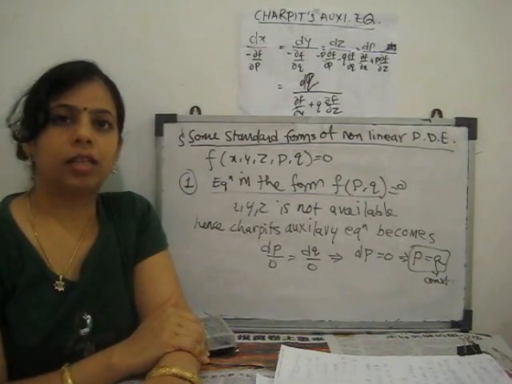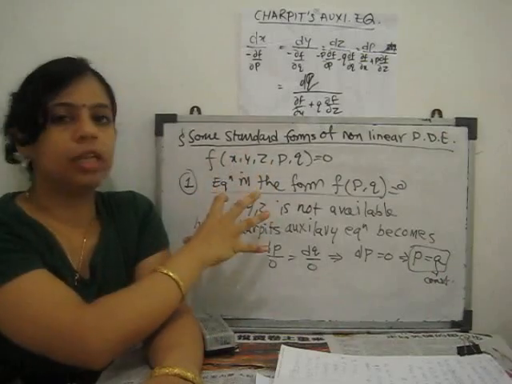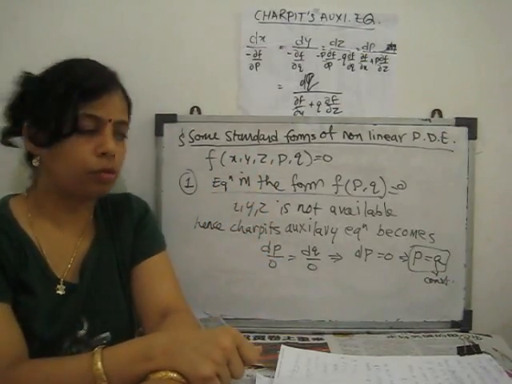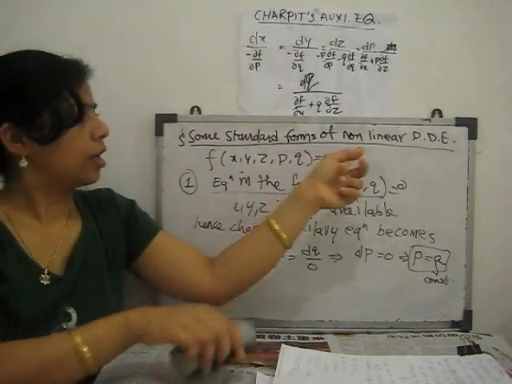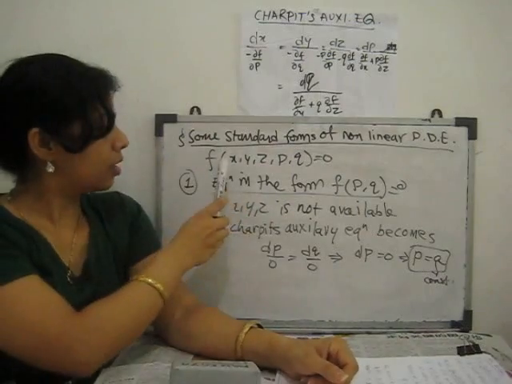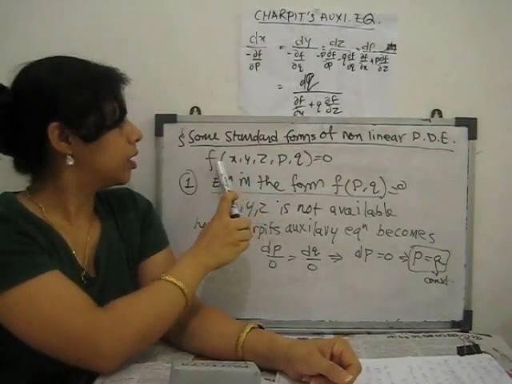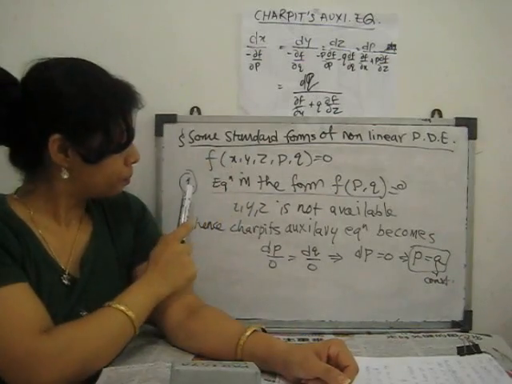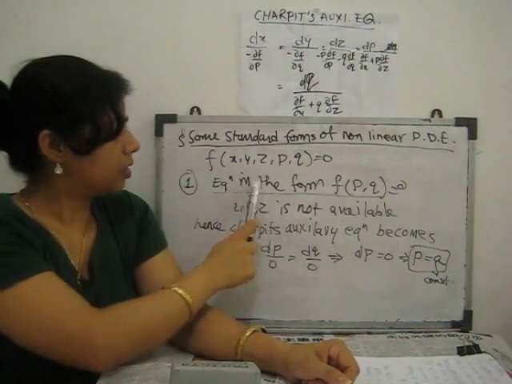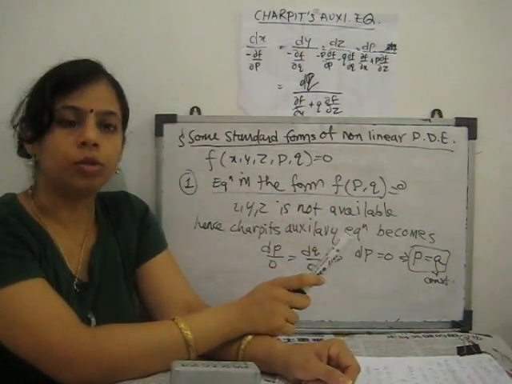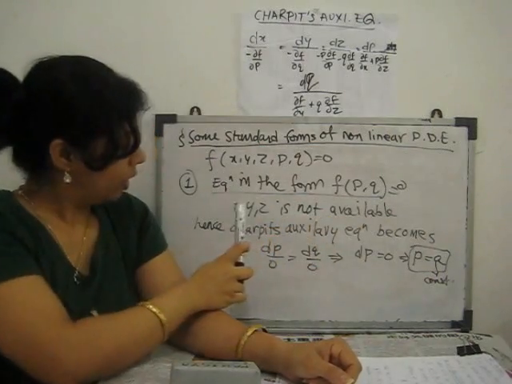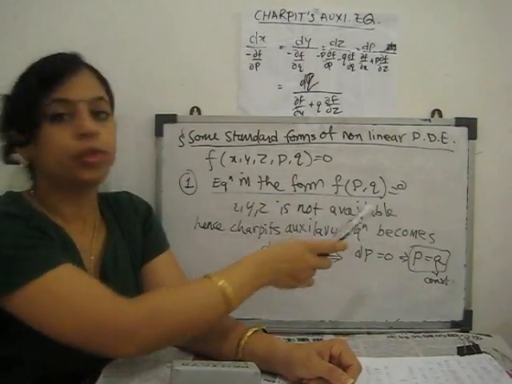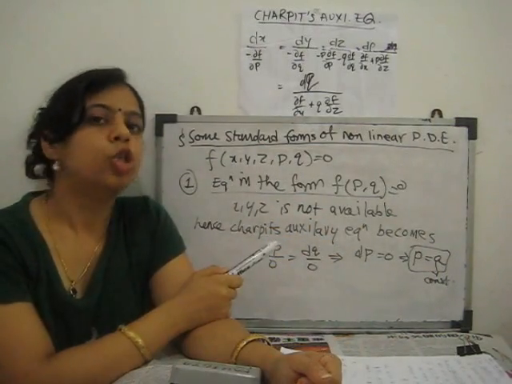So these are some general forms. If the question is in this form, we can directly substitute. For the standard general form of a non-linear partial differential equation, if our first order equation is f(x, y, z, p, q) = 0, then the first form is the equation in the form f(p, q) = 0, a function of p and q. It means x, y, z is not available.